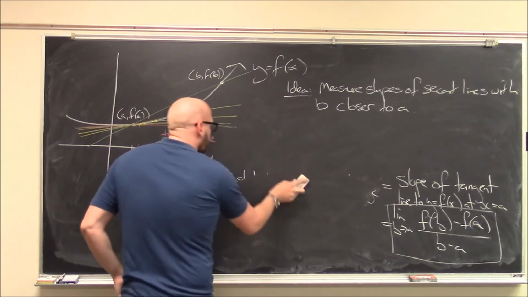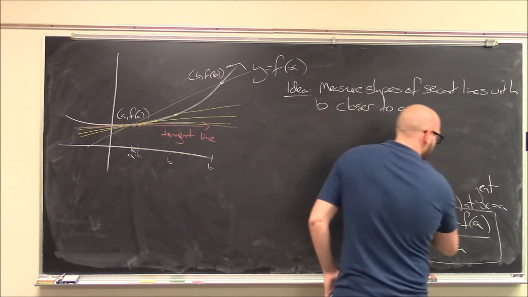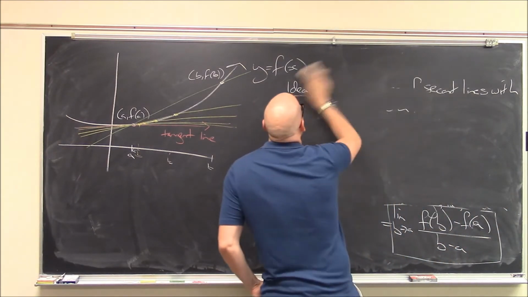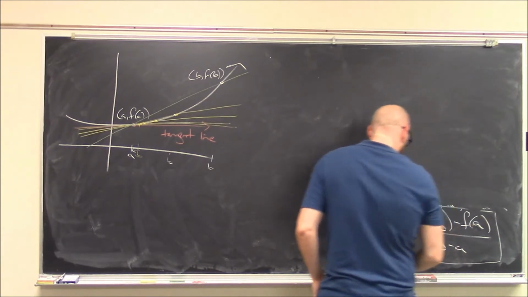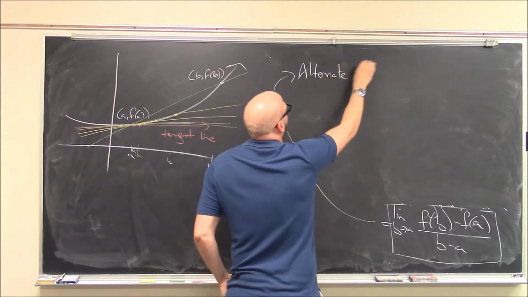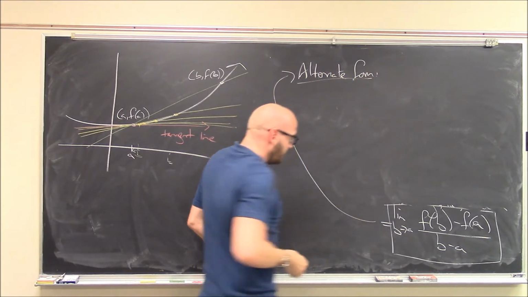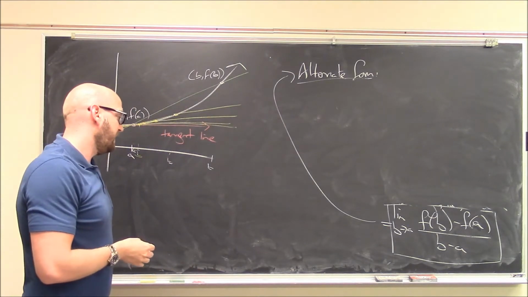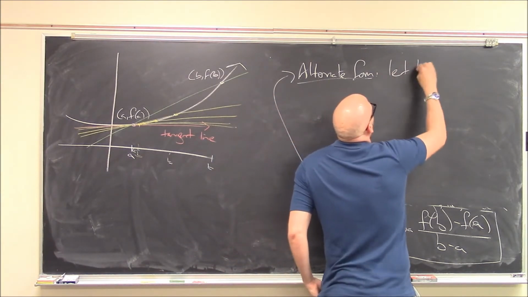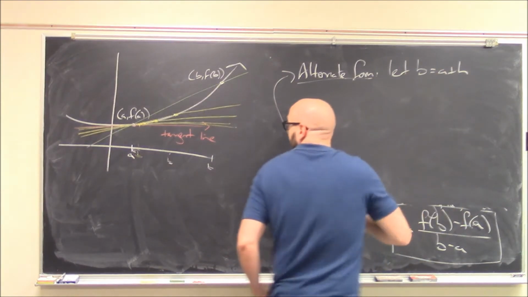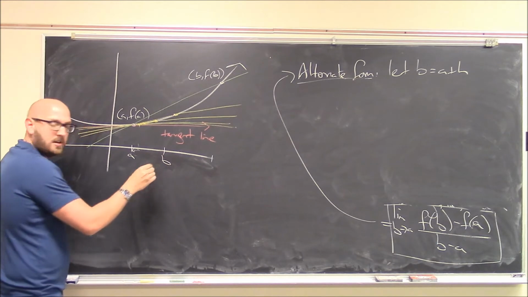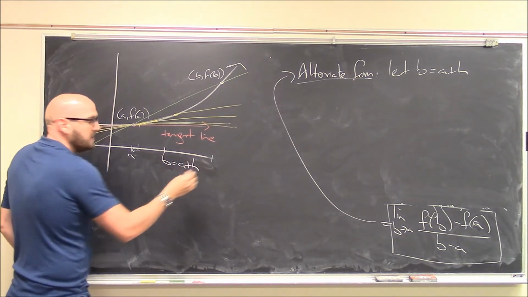So I'm going to go with a slightly different form here. There's our instantaneous rate of change. Let's go with a slightly different form, an alternate form. All I'm going to do is replace b with a plus h. Let b equal a plus h. So every one of these points where I was choosing my b, instead of calling it b, I'm going to call it a plus h.